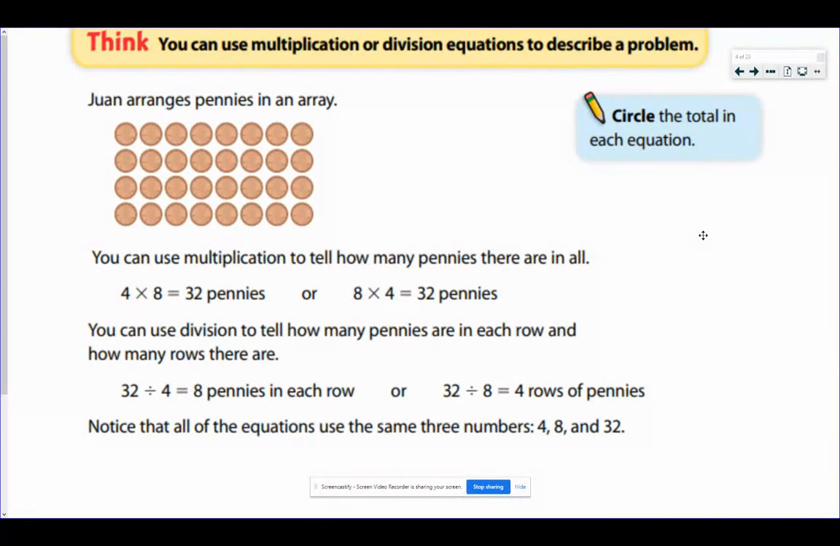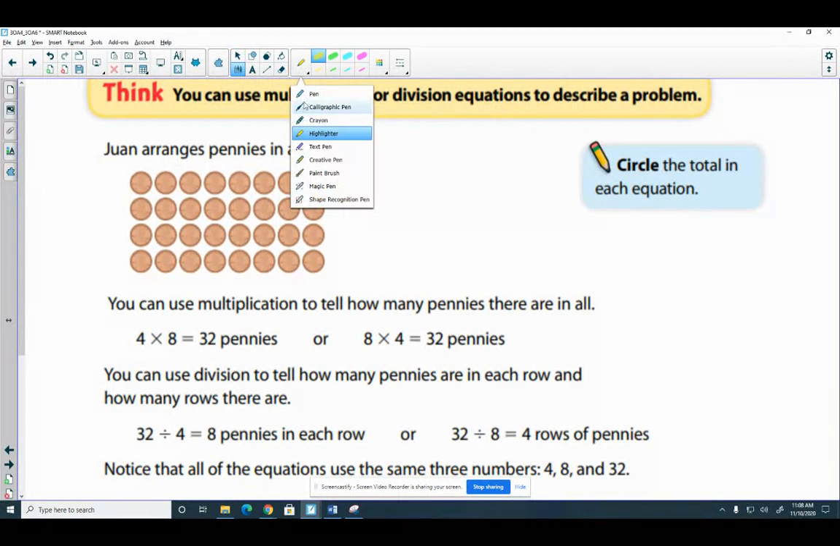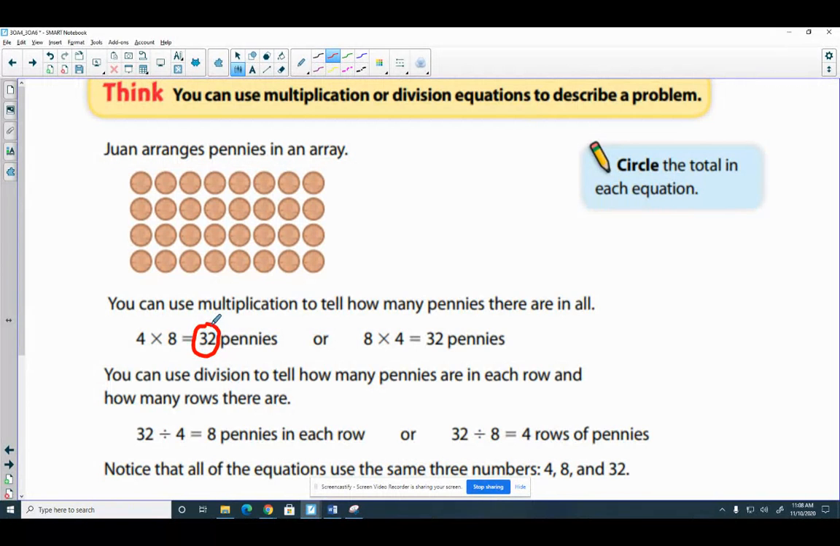If we circle the total in each equation, we're going to circle 32 here and here, and 32 here in the division sentences. So the total is going to be at the end of a sentence if it's a multiplication sentence. It's going to be at the beginning if it's a division sentence.